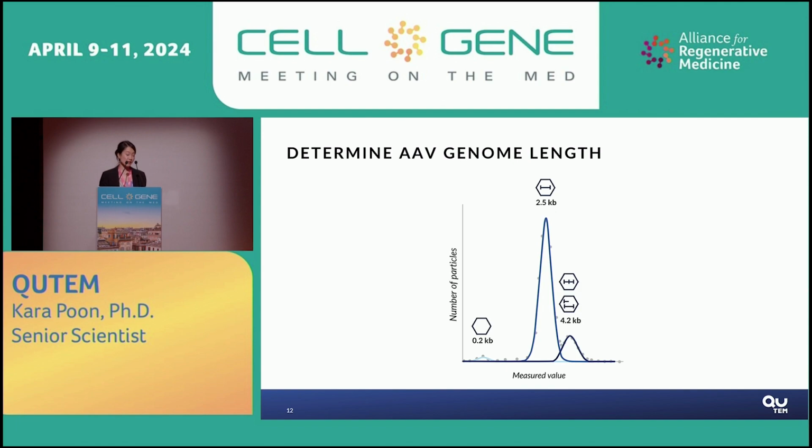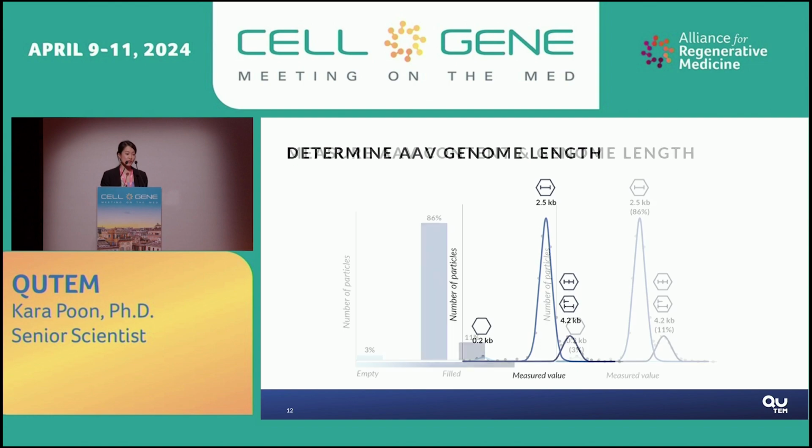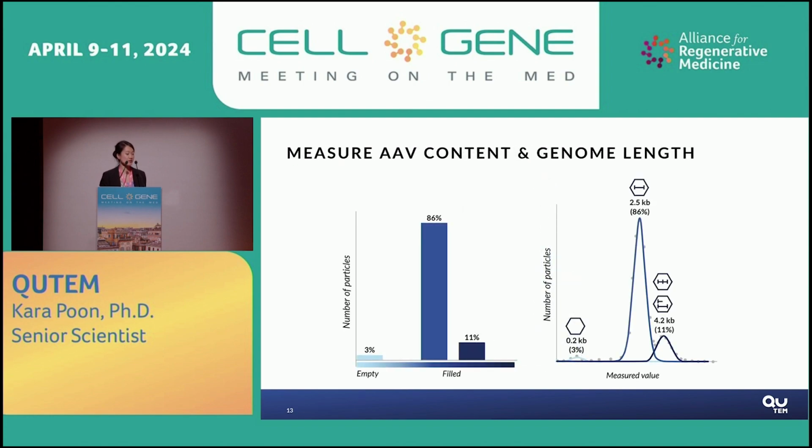And normally, you also know what your intended genome size is. So if we look a little bit more closely, this data shows us that if our target genome was 2.5 kilobases, you've done a really great job. You have 86% of your sample as the intended filled peak. And you only have, say, 11% of the overfilled peak.